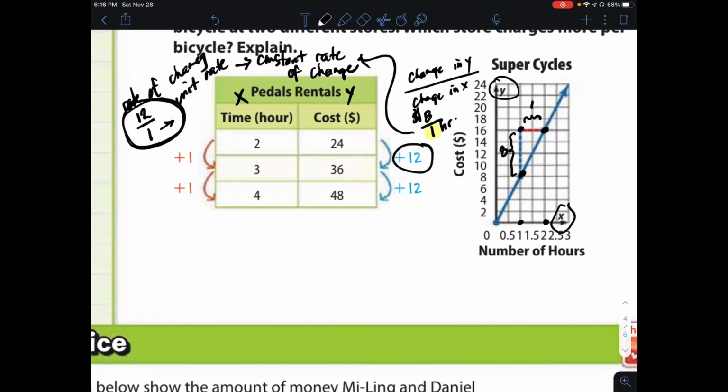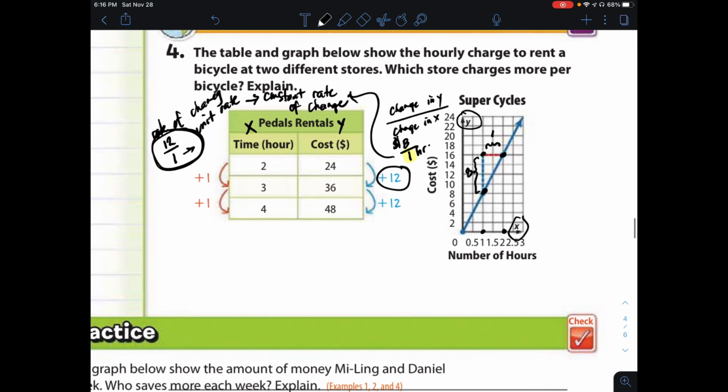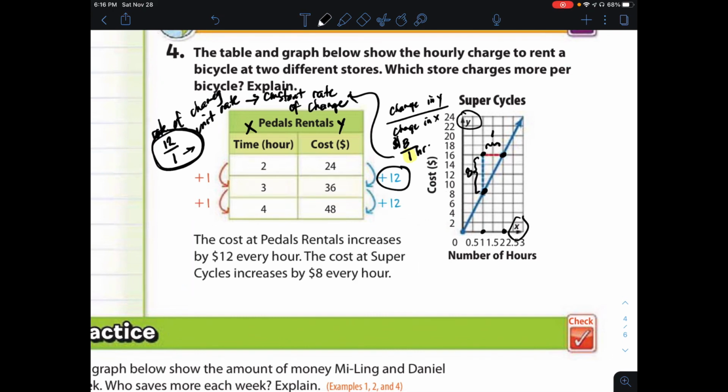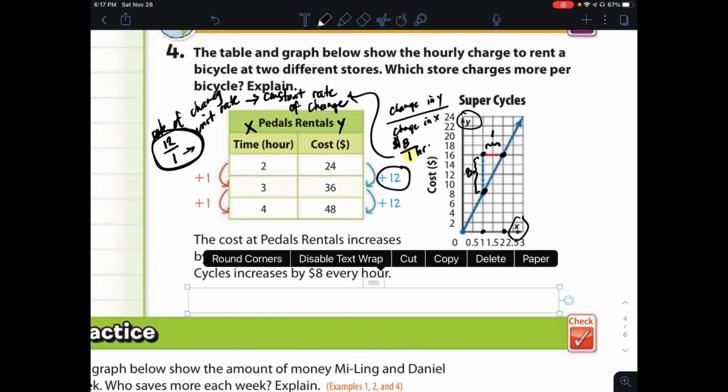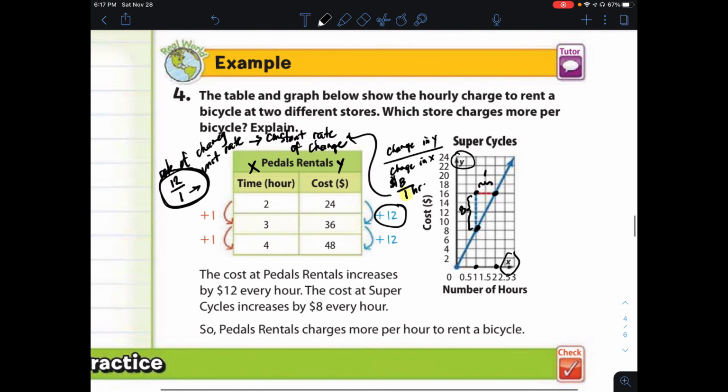Now we compare $8 and $12. Obviously, $12 is more expensive than $8 per hour. So we can actually now conclude that the cost at Pedal Rentals increases by $12 every hour. The cost of Super Cycles increases by $8 every hour. Therefore, Pedal Rentals charges more per hour to rent a bicycle. And this is the end of our lesson. Thanks so much for watching.